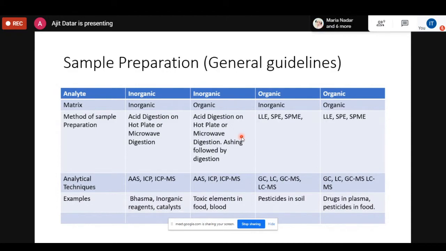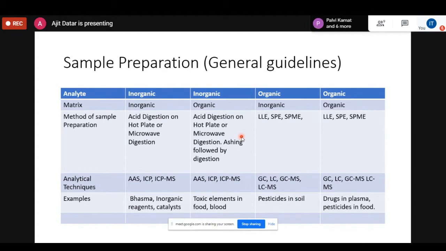An example could be Bhasma, inorganic reagents or catalysts. So impurities in Bhasma, say Tamra Bhasma will have several impurities and Loha Bhasma will have several impurities, and those can be analyzed by using this particular acid digestion system, and this comes under inorganic analyte in inorganic matrix. We can have inorganic analyte in organic matrix, where we can do acid digestion, because again we have to determine inorganic analytes, so they have to be in solution and they generally will dissolve in hydrochloric acid or nitric acid, so we have to dissolve them in that.